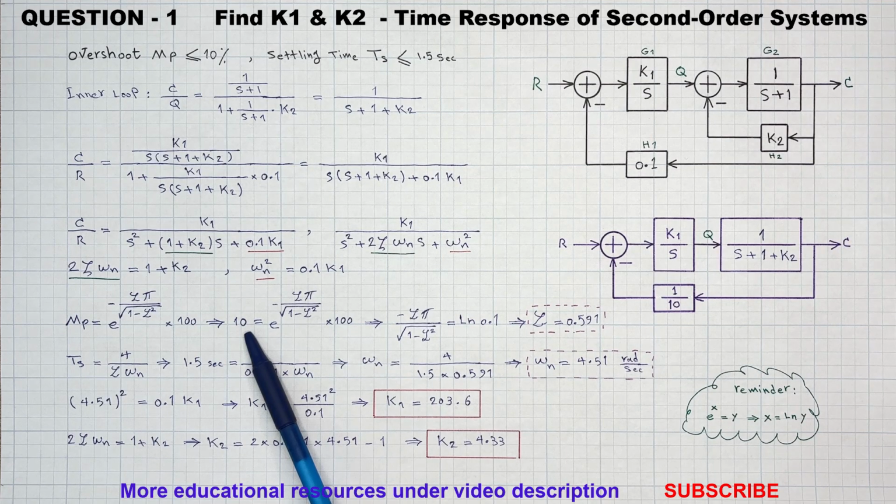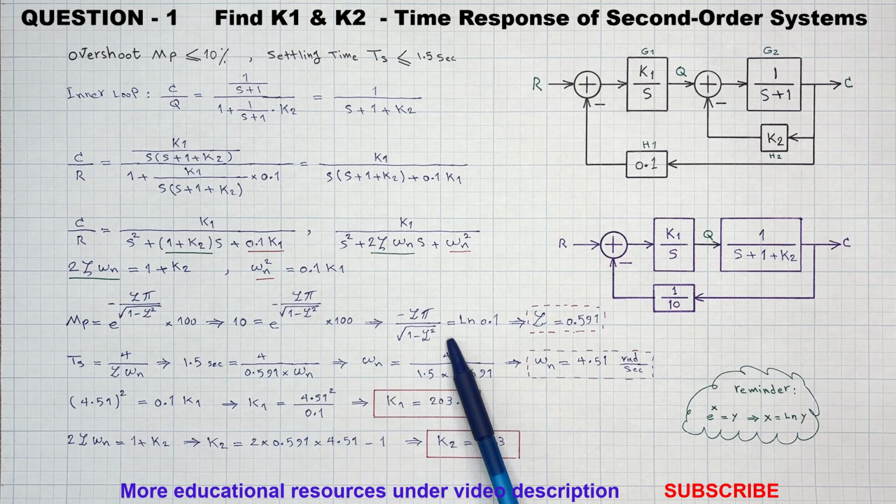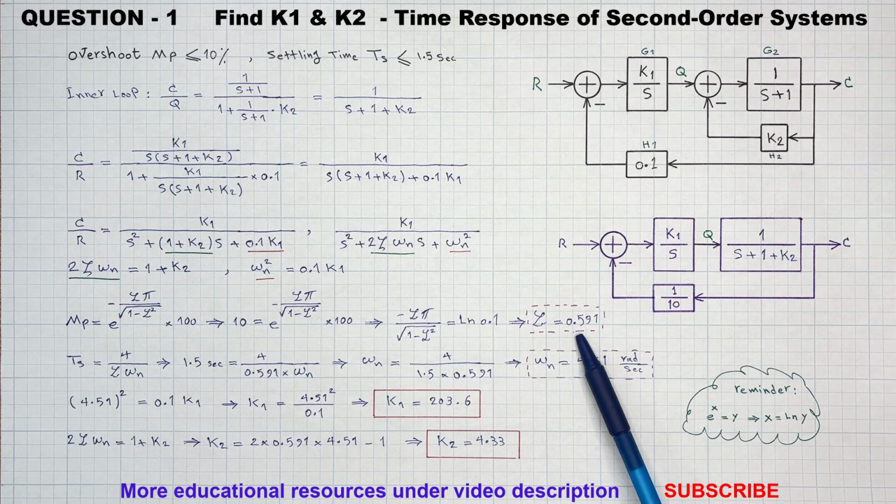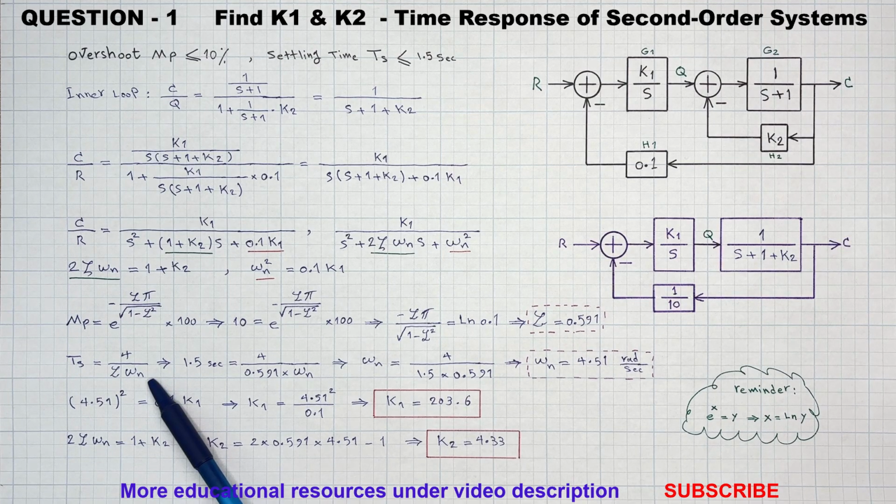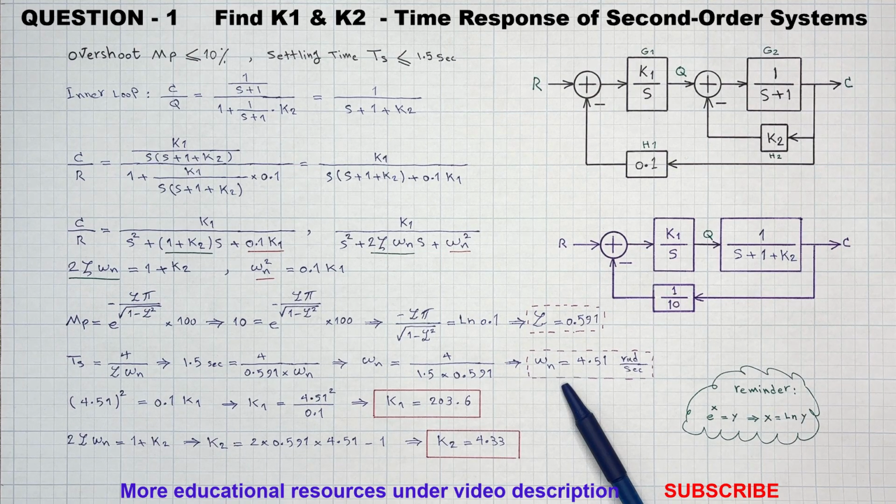Substituting 10% Mp into the formula and solving for zeta, we get zeta as 0.591. And to determine the natural frequency omega n, we can use the approximate settling time formula with 2% tolerance, 4 divided by zeta omega n, which results in 4.51 radians per second.